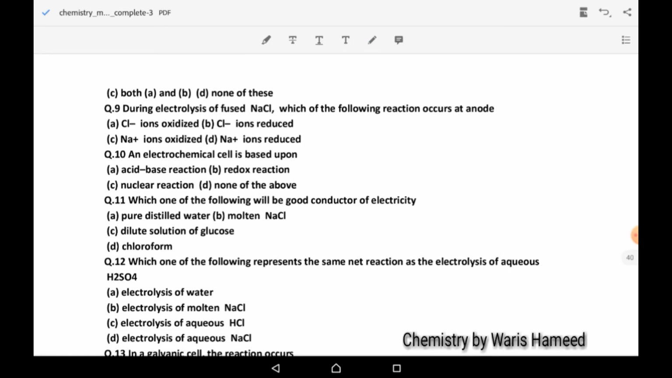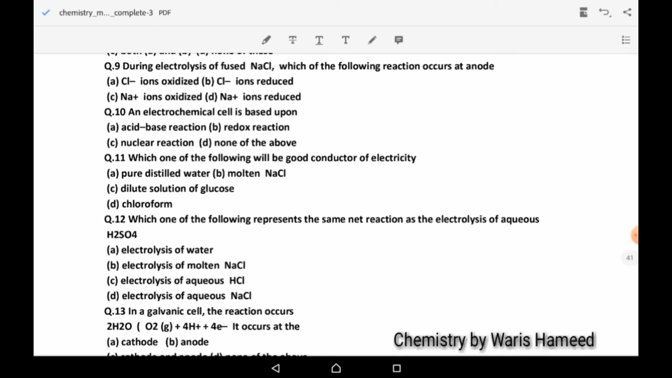Moving to next MCQ. 9th, during electrolysis of fused NaCl, which of the following reactions occurs at anode? At anode there will be the reaction of negative ion, and at anode there is always oxidation. So we can say that chloride will oxidize at anode and will form chlorine gas. 10th MCQ, an electrochemical cell is based upon redox reaction.